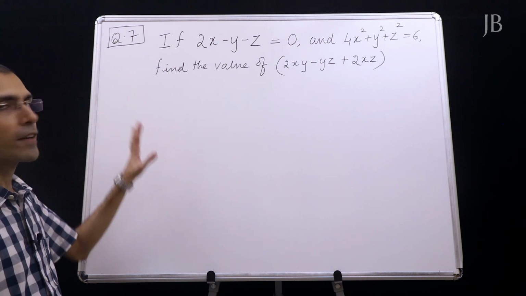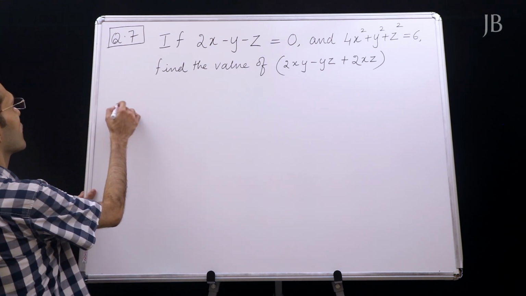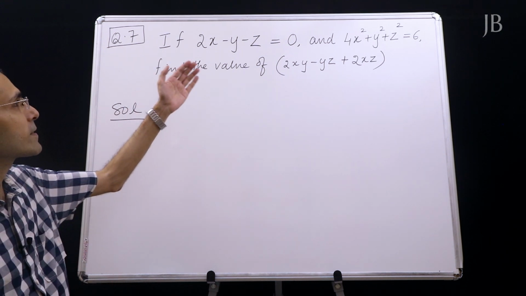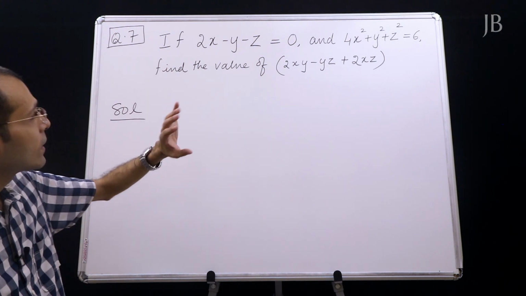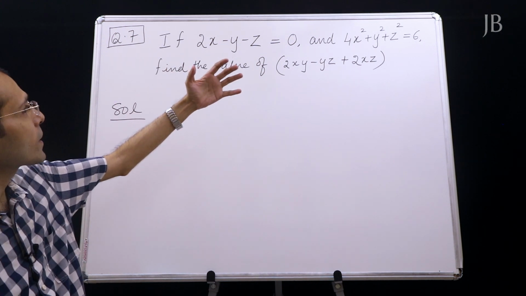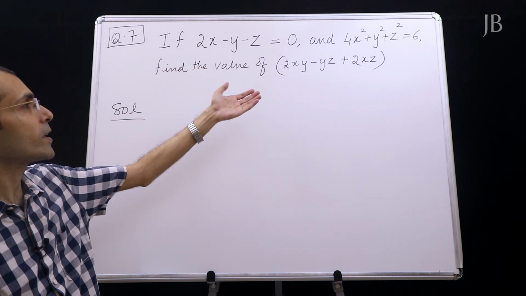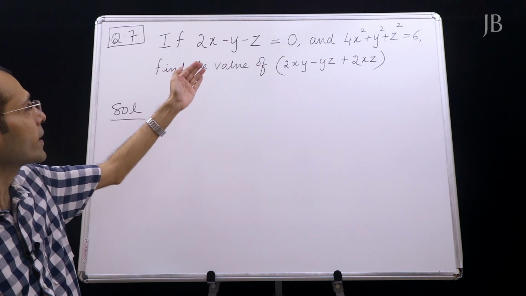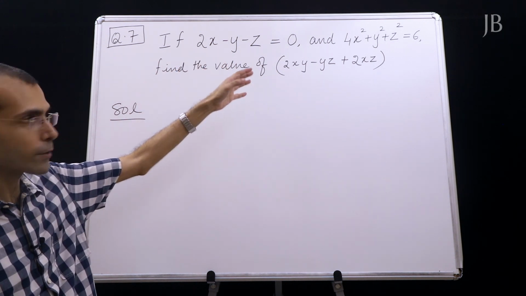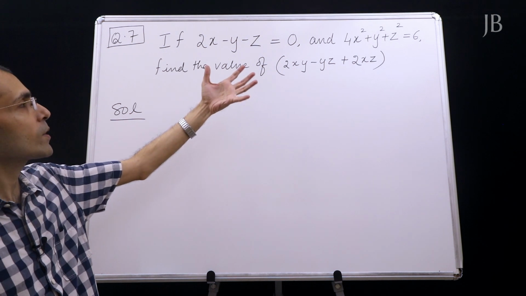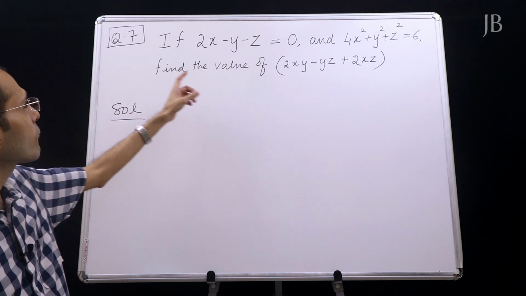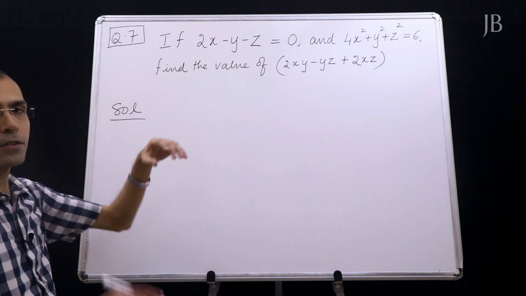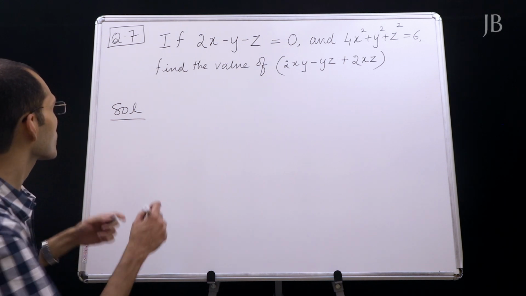Question 7 and the final question for this topic. If 2x − y − z equals 0 and 4x square plus y square plus z square equals 6, find the value of this. So this is a clear-cut case of a trinomial square. So how do we go about it?